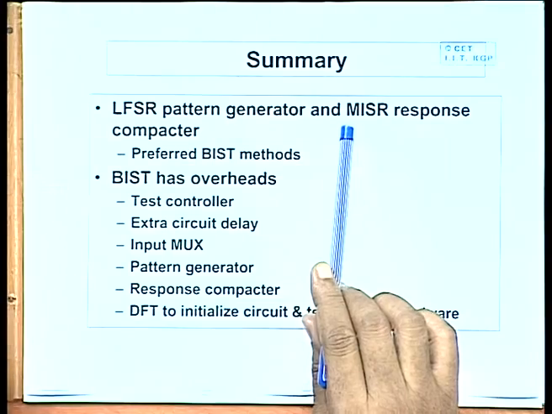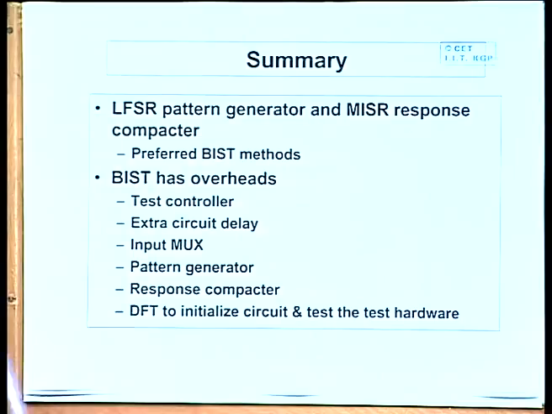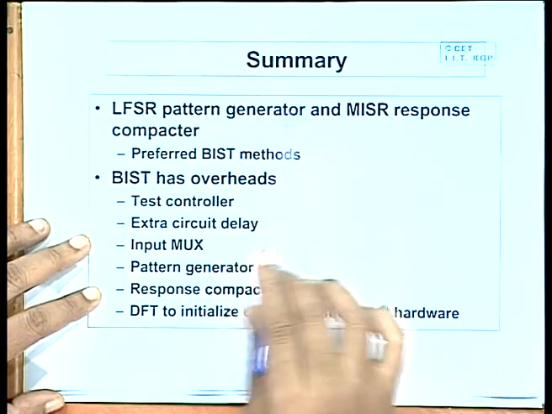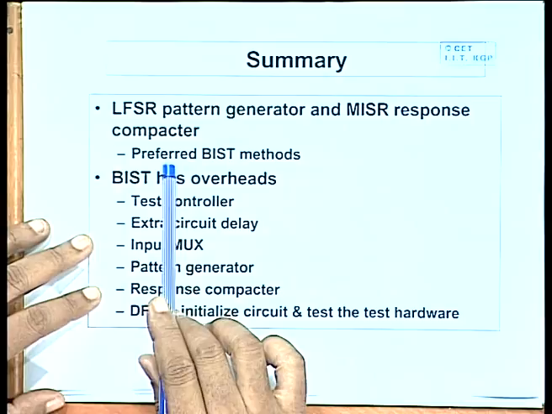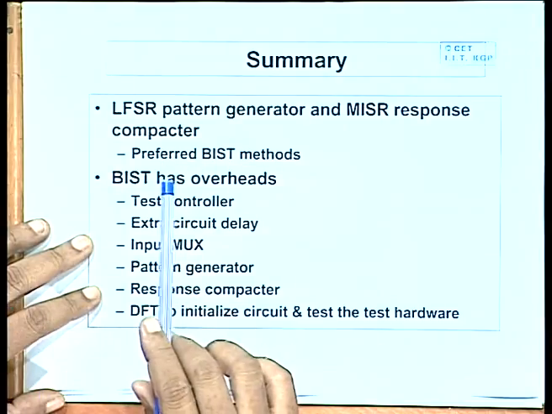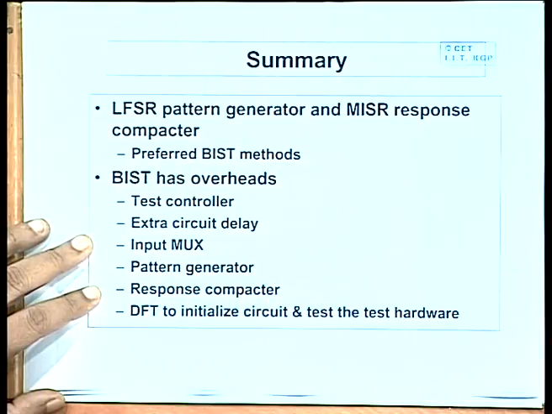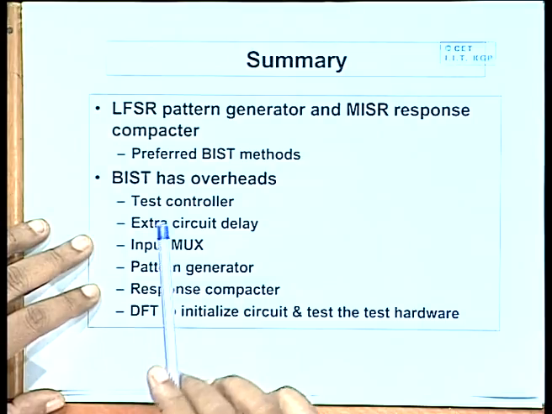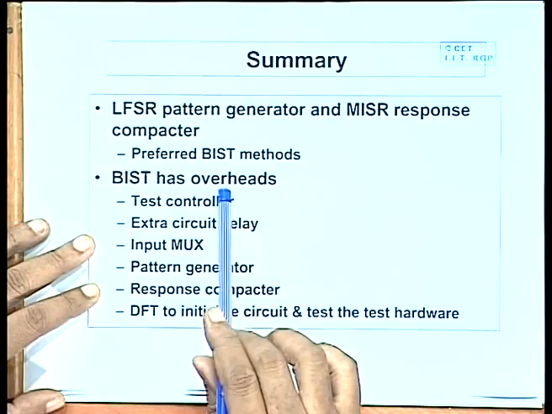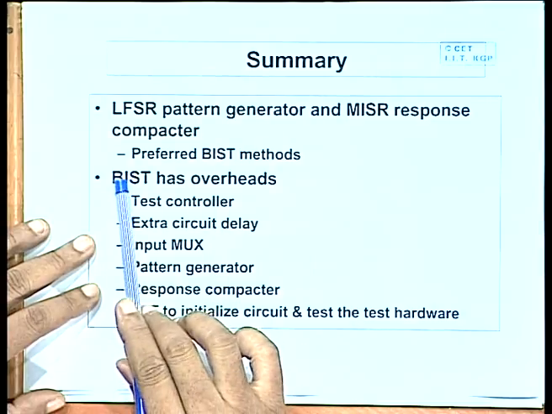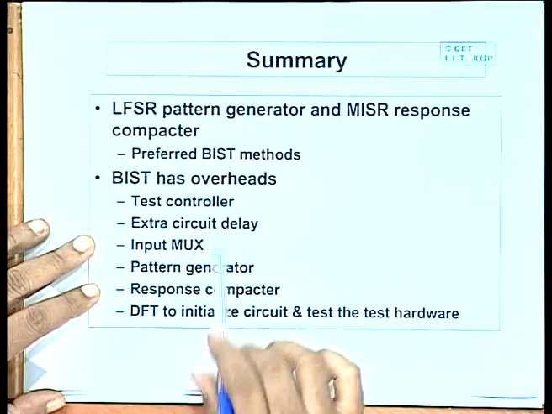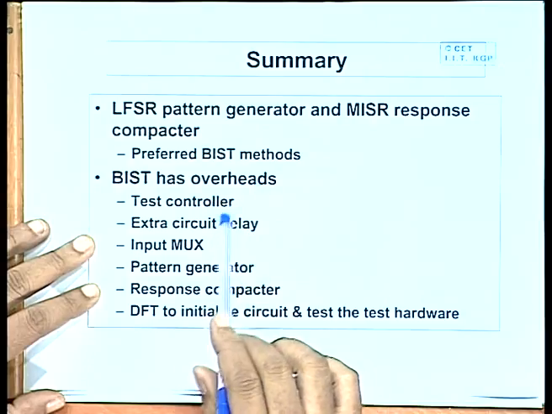So, to summarize these BIST schemes which we have mentioned, structures based on the linear feedback shift register pattern generator and multiple input signature register response compactor are preferred in BIST architectures. The preferred BIST methods use these, but you should also keep in mind that BIST has its own prices, that you have some overheads that you should incur.